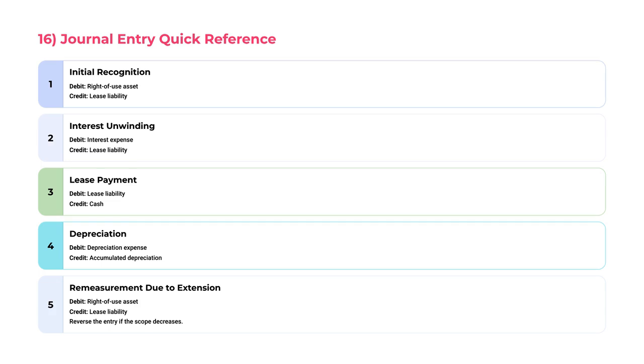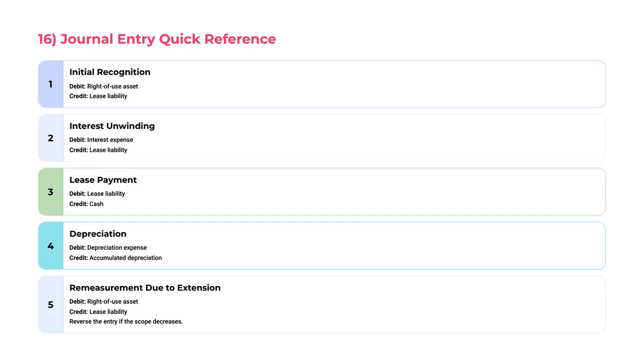Journal entry quick reference. Initial recognition. Debit, right-of-use asset. Credit, lease liability. Interest unwinding. Debit, interest expense. Credit, lease liability. Lease payment. Debit, lease liability. Credit, cash. Depreciation. Debit, depreciation expense. Credit, accumulated depreciation. Remeasurement due to extension. Debit, right-of-use asset. Credit, lease liability. Reverse the entry if the scope decreases.